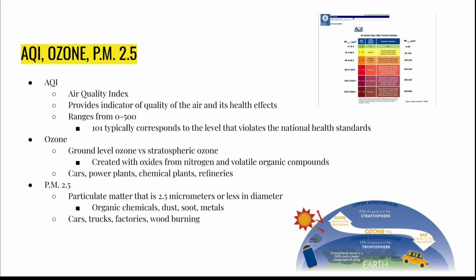Ground level ozone is the one that's at ground level, and that's the harmful kind that we're going to be examining. It's created with oxides from nitrogen and volatile organic compounds, and it can be created by cars, power plants, chemical plants, and refinery emissions. And PM 2.5 stands for particulate matter that's 2.5 micrometers or less in diameter. It comes from organic chemicals, dust, soot, and metals, and it can be found from trucks, cars, factories, etc.